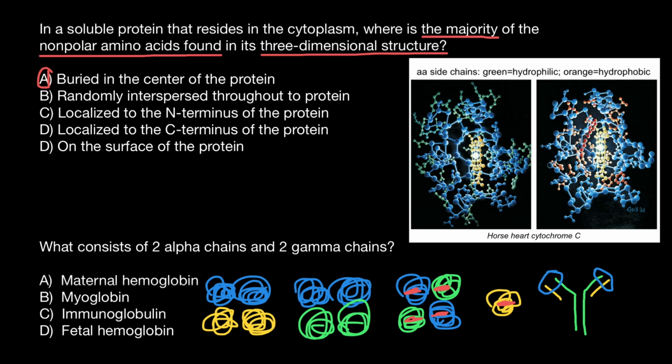So as you see, the correct answer to what consists of two alpha and two gamma chains is going to be fetal hemoglobin.